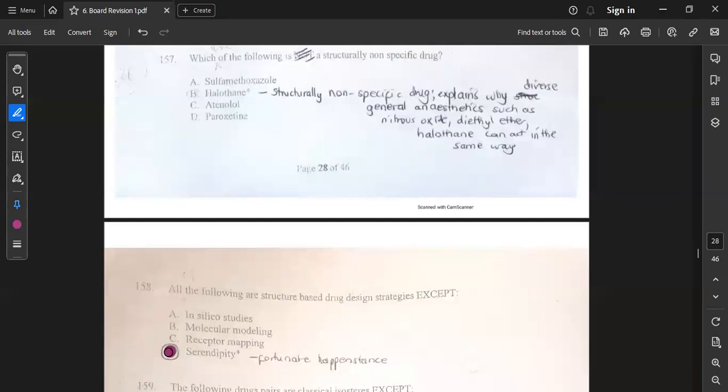Anyone has a question? You can always write it down or unmute. Which of the following is a structurally non-specific drug? Sulfamethoxazole, halothane, atenolol, and paroxetine. Structurally non-specific drug. Someone translate that in simple English.